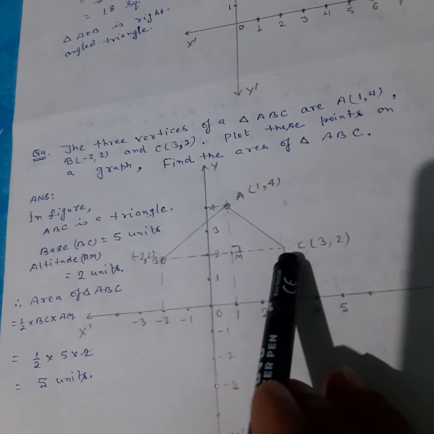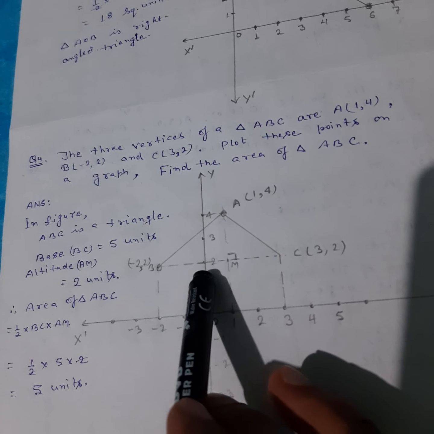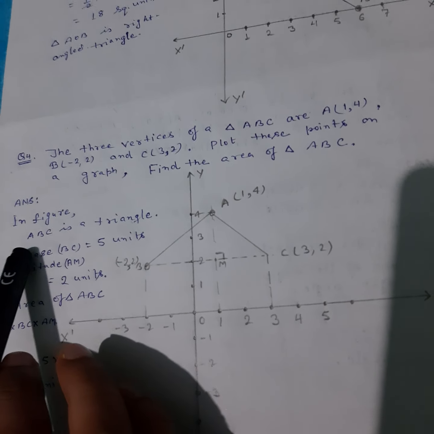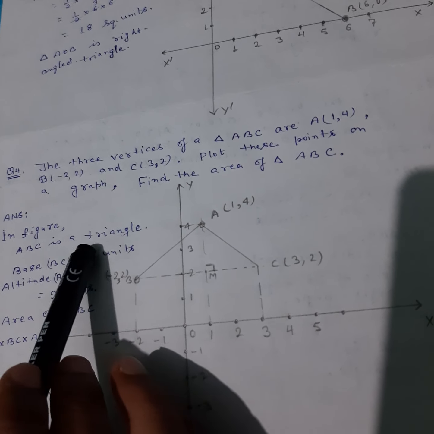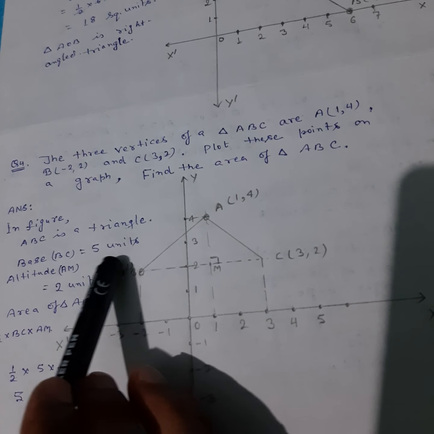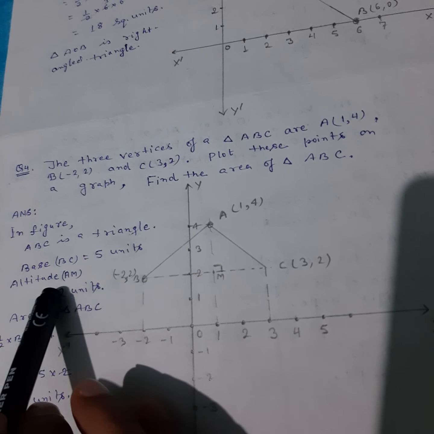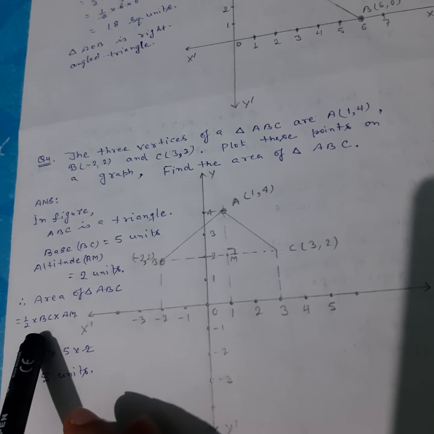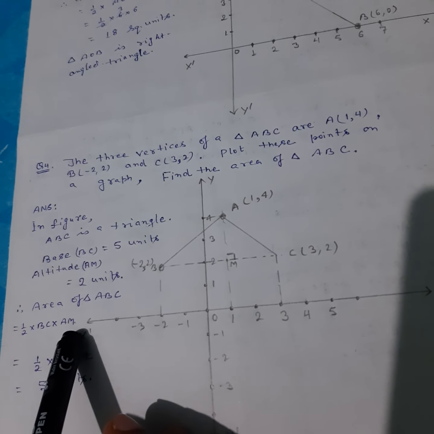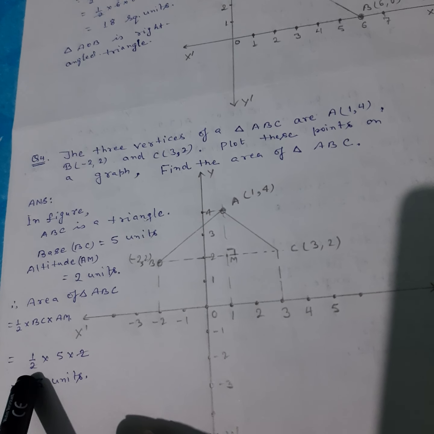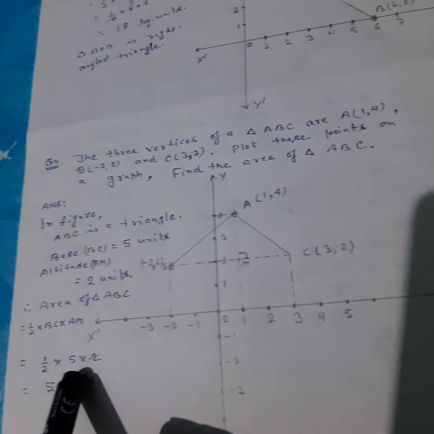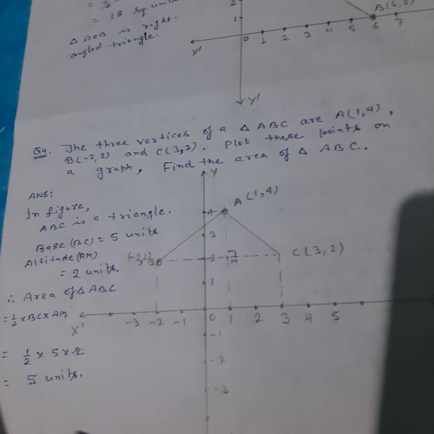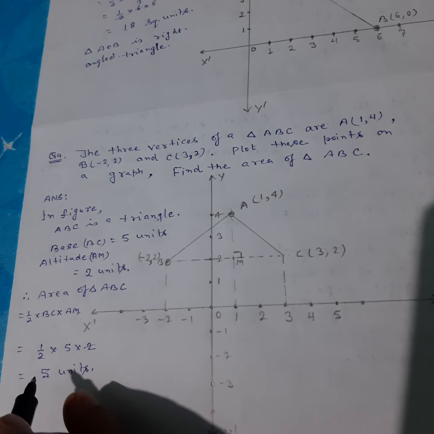Its base is BC and its length equals 5 units. As you observe in the figure, ABC is a triangle. Base BC equals 5 units and altitude AM equals 2 units. Therefore, area of triangle ABC equals 1 by 2 times base times altitude, 1 by 2 times BC times AM, 1 by 2 times 5 times 2, 2 and 2 cancel. Finally, we get its area as 5 square units.